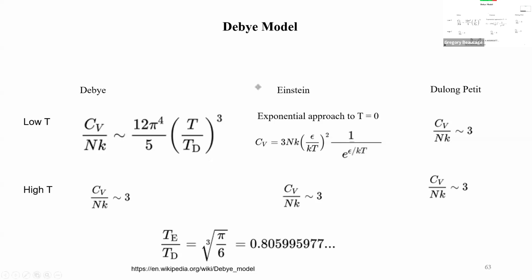That's just showing the two temperature limits. So the Einstein ends up with this one over exponential term, e to the minus E over kT. And this is just this cubic term. At high temperature, they're both the same. Then the Einstein and Debye temperatures are related as 0.8.